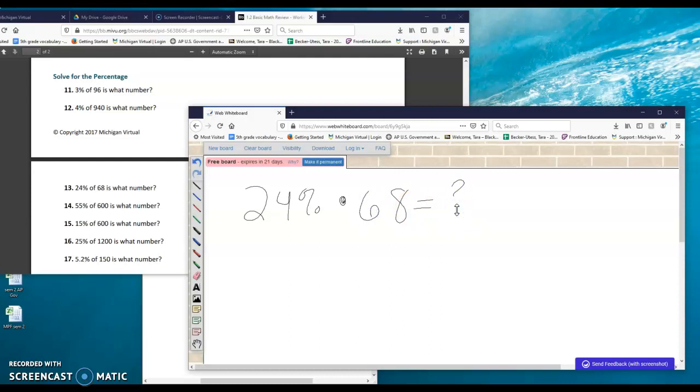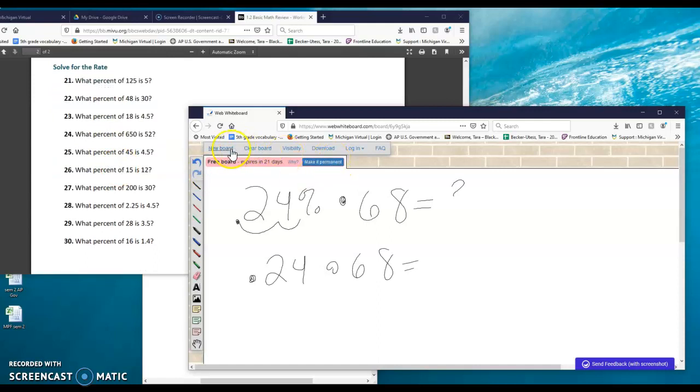And again, I'm going to turn my percent into a decimal. So I'm going to move my decimal point over 2. So 24 hundredths times 68, and that would give me my answer.